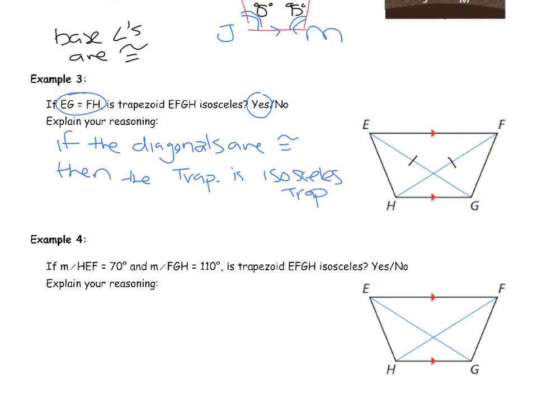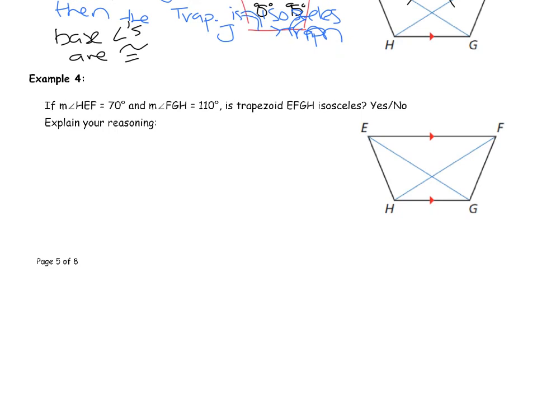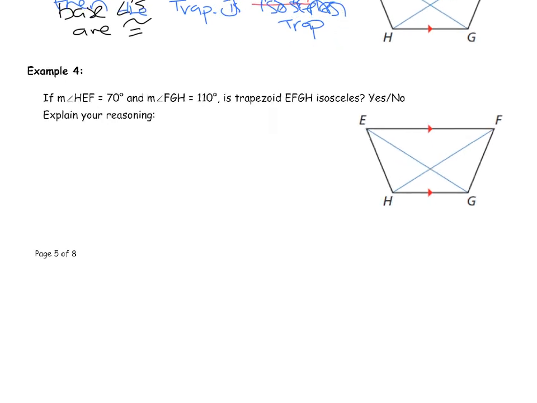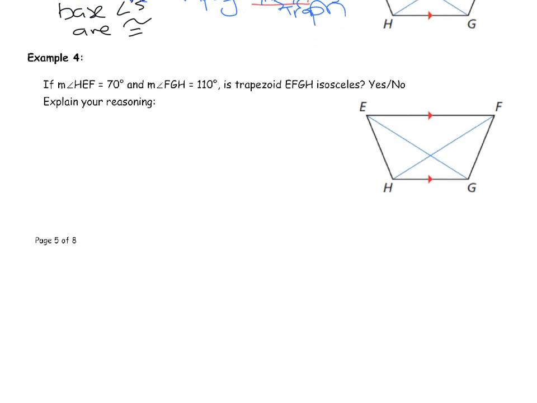All right, moving on to number 4. If measurement of angle HEF, so if this angle is 70 degrees and angle FGH is 110 degrees, is this trapezoid an isosceles? All right, so we're going to have to use our knowledge about having two parallel lines cut by a transversal.